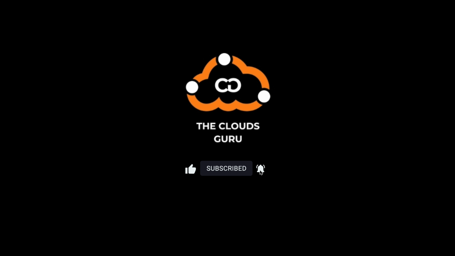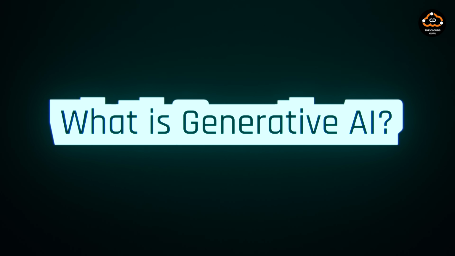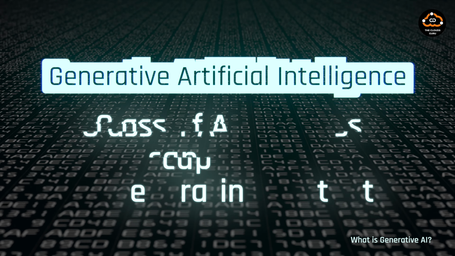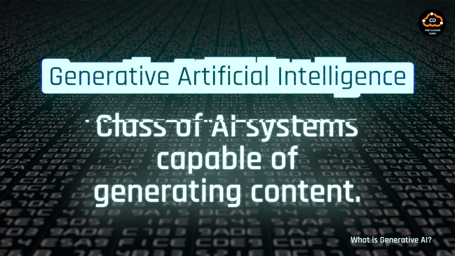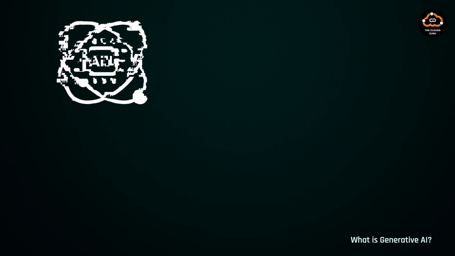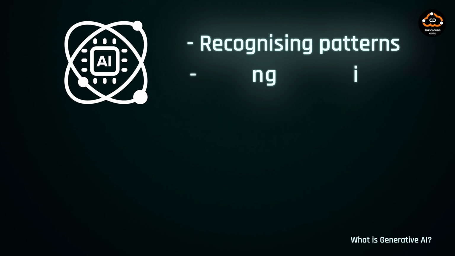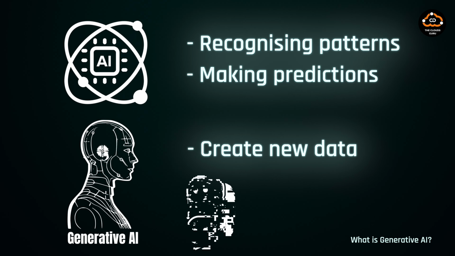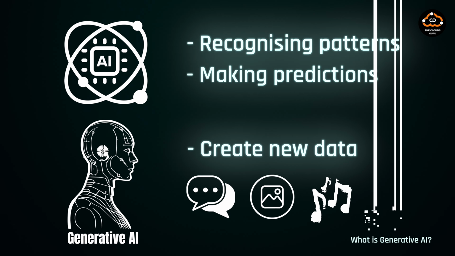What is generative AI? Generative AI, or generative artificial intelligence, refers to a class of AI systems capable of generating content. Unlike traditional AI, which typically focuses on recognizing patterns and making predictions, generative AI can create new data. This includes text, images, music, and even video.